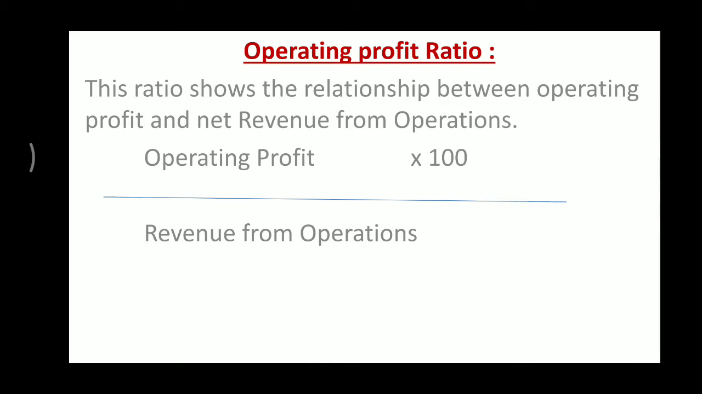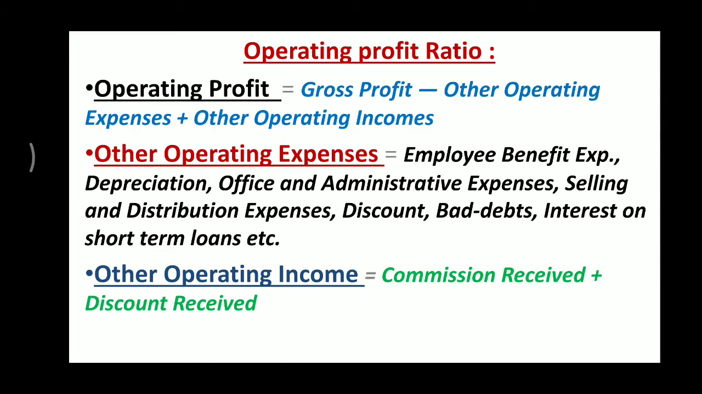Here you have to see that in the numerator, the term used is operating profit, not net profit. So we must know what is operating profit and what is net profit, and how operating profit differs from the net profit. Now see what is actually operating profit and how it is calculated. Operating profit is equal to gross profit minus other operating expenses plus other operating incomes. That means we used to get gross profit in which account? Trading account.